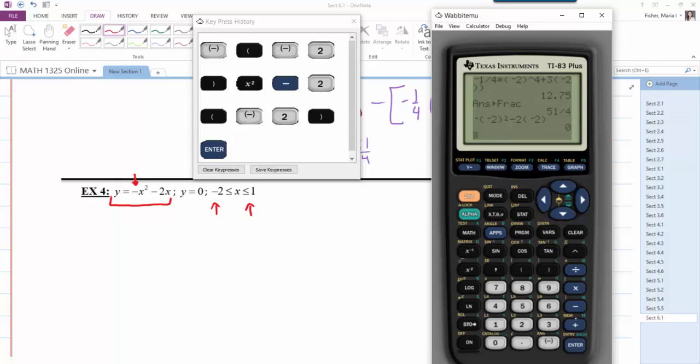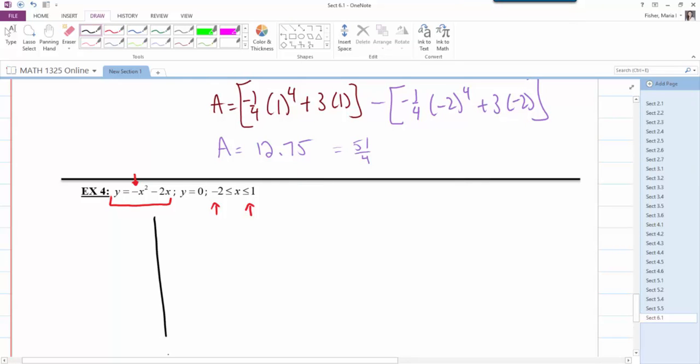So when x is negative 2, y is 0. And then let's figure out what happens when x is 1. So it's the negative of 1 squared minus 2 times 1. And I get negative 3. So that's enough to kind of help me when I'm graphing this. So if I graph this, I know it's a parabola. I know it opens down. I know that it crosses here at negative 2. And at 1 it's at negative 3. So I need to make it look like a parabola.